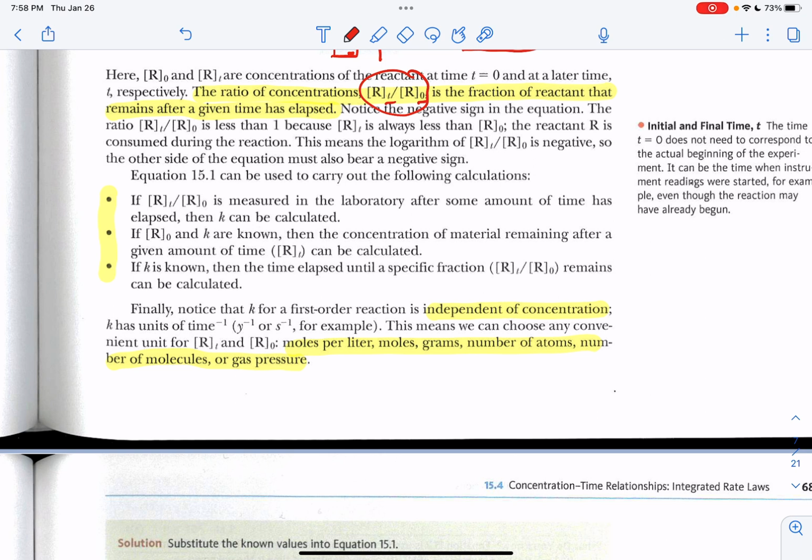We can calculate the fraction after some amount of time. And once we know that, we can calculate K. K then will be good for this particular kind of chemical reaction with other molarities and concentrations and so forth. Or if we know one of these, we can calculate what the other would be if we know the time interval and the value of K. So there are a lot of advantages to having these integrated rate laws.